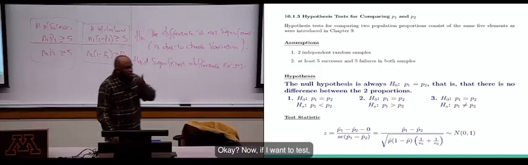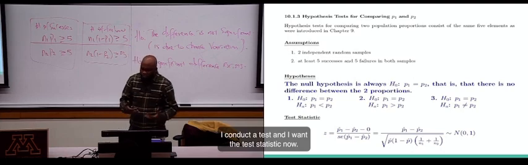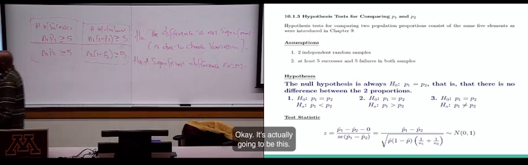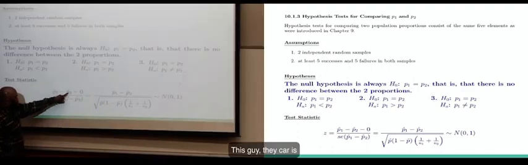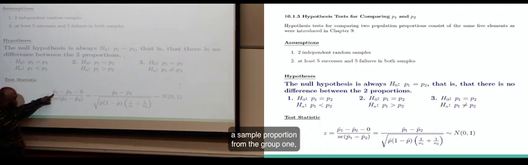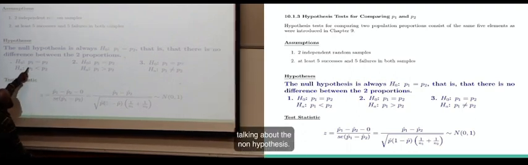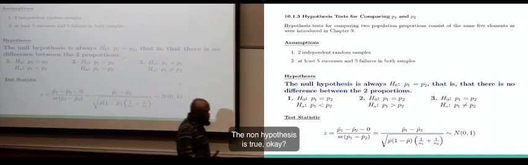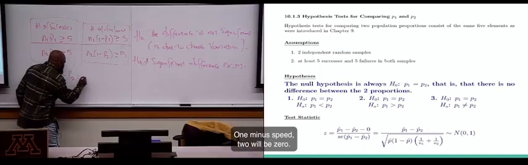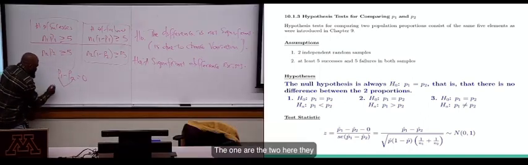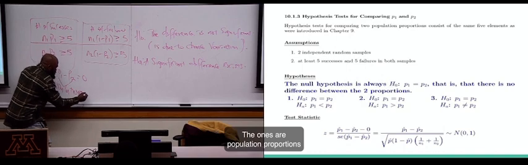Now, if I want to conduct a test and I want the test statistic, it's actually going to be this. This guy here, p-hat, is the sample proportion from group 1, and sample proportion from group 2. This guy here that is 0 is talking about the null hypothesis, because when the null hypothesis is true, P1 minus P2 will be 0. The P1 and the P2 here are the population parameters, so these are population proportions.